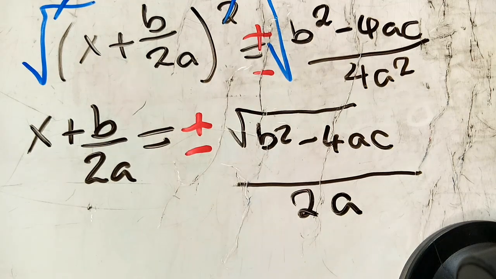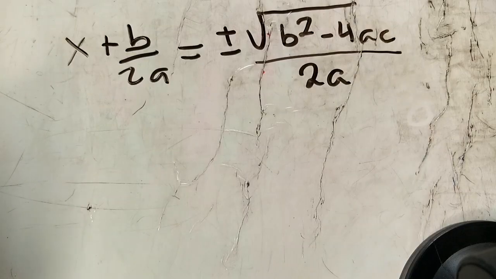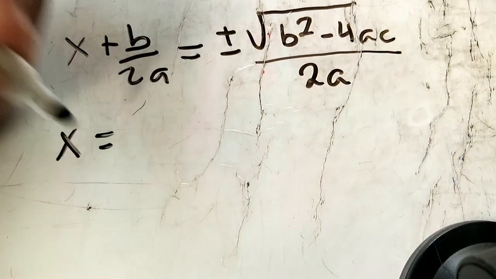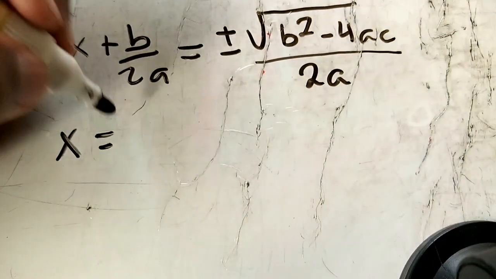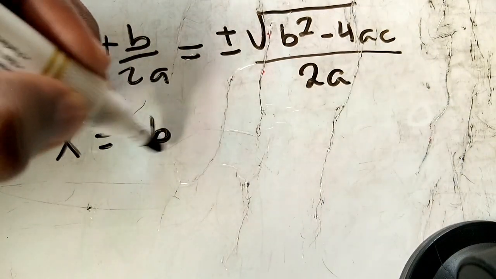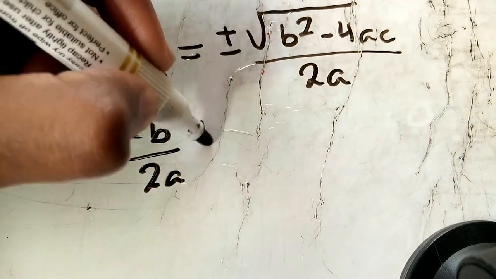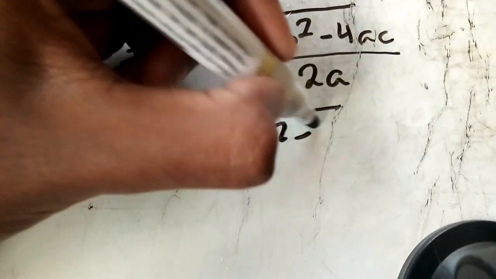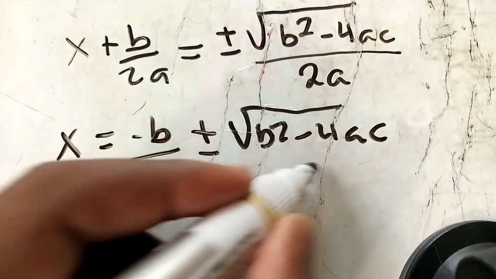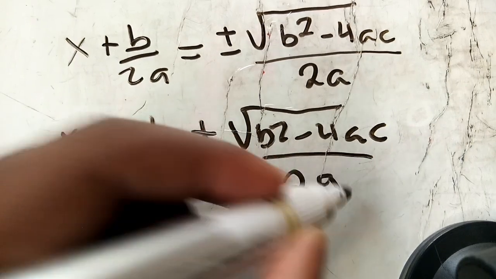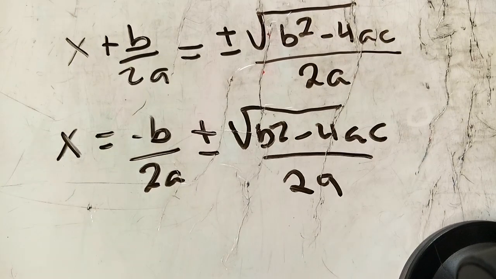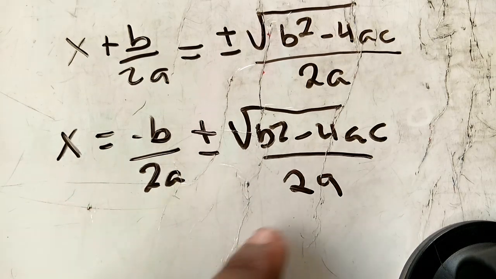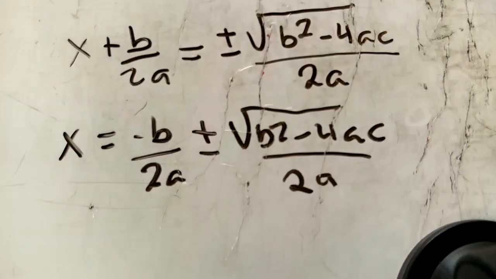Now after this, we're going to make x the subject of the formula. So we're going to say x is equal to this, will go that side. Then it's going to become negative b over 2a plus or minus the square root of b squared minus 4ac over 2a. Now, this part, the denominators are the same, okay? So this is 2a, not 29. The denominators are the same.